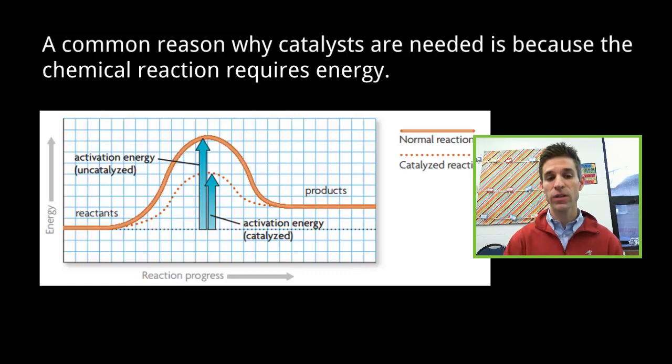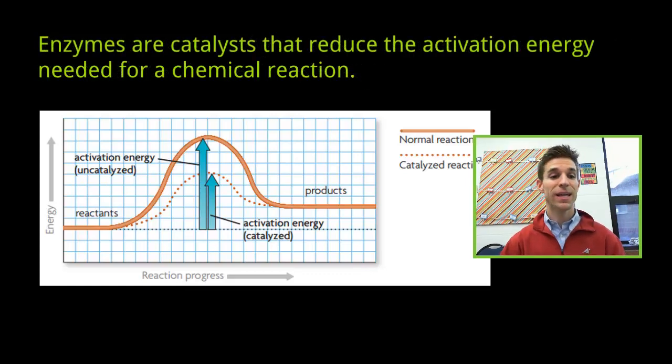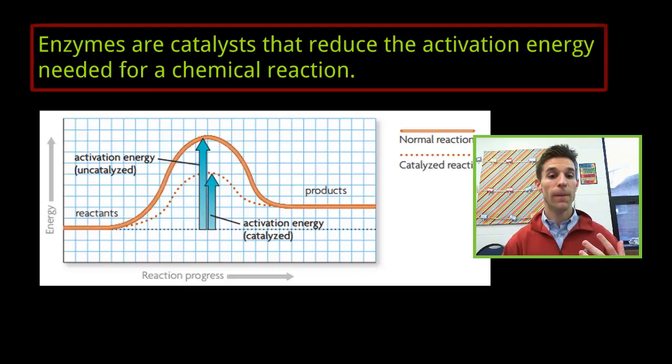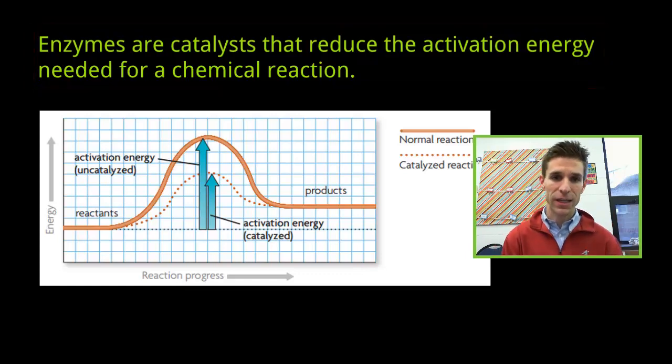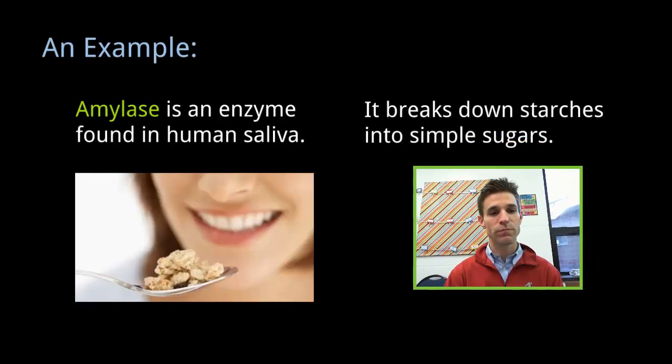So a better definition for an enzyme is that an enzyme is a catalyst that reduces the activation energy needed for that chemical reaction. So we've taken the general definition of a catalyst, something that helps a chemical reaction occur, and we've actually applied that to the biological molecules we know of as enzymes. Enzymes are catalysts that reduce the activation energy needed for a chemical reaction, and that's great. That means a cell can do more chemical reactions with less energy, and cells are all about saving energy, and enzymes help them do that.